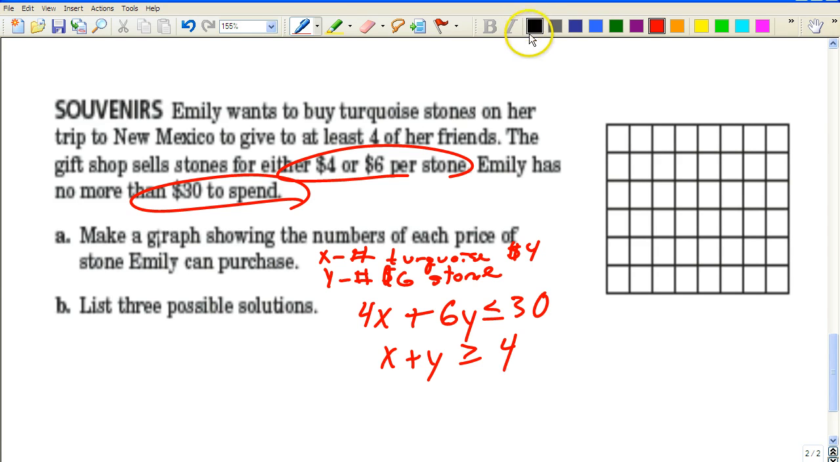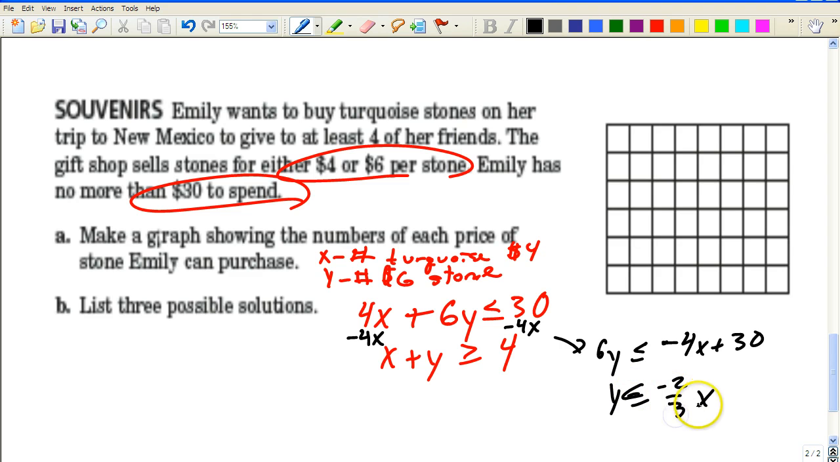So what we need to do now to graph this is solve both of them for y, because I think that's the easiest way for you guys to graph it. And then we're going to divide by 6, so we get y equals negative 2/3 x plus 5. So that's the first one we're going to graph. The other one is y is greater than or equal to negative x plus 4.